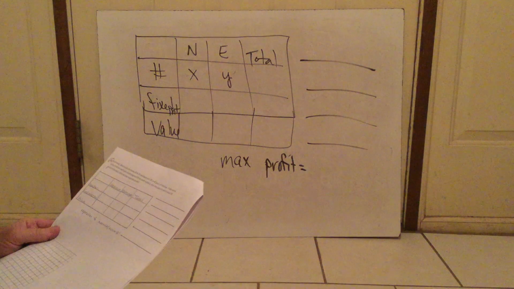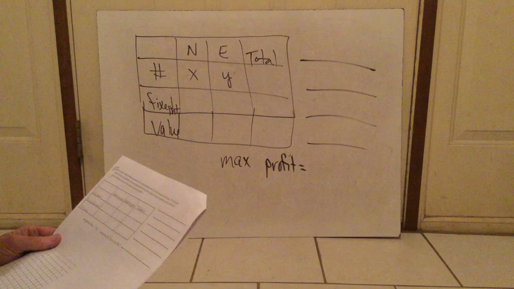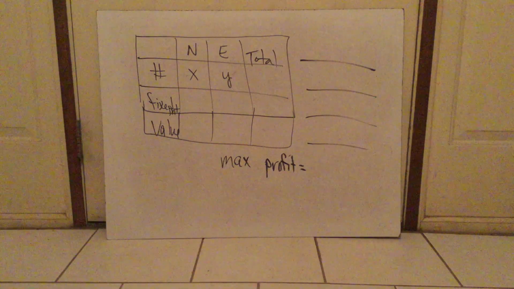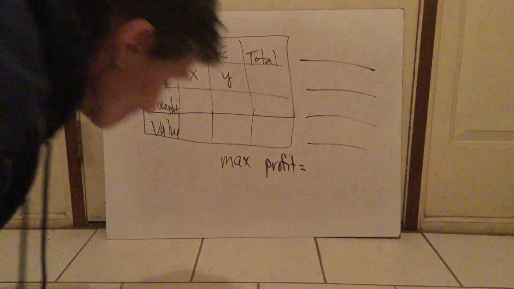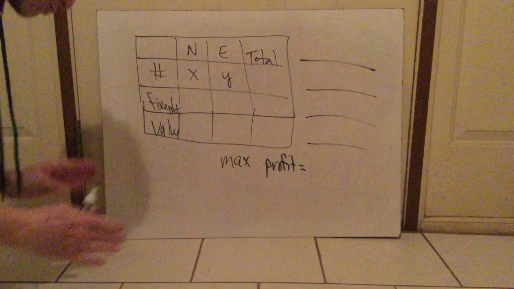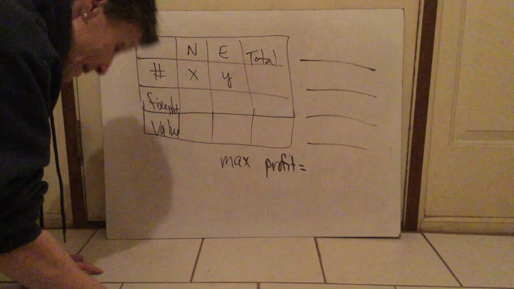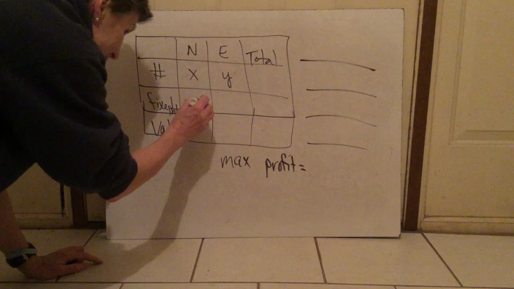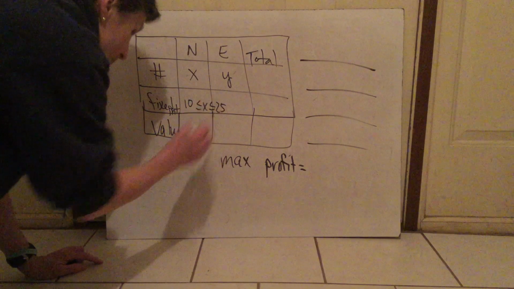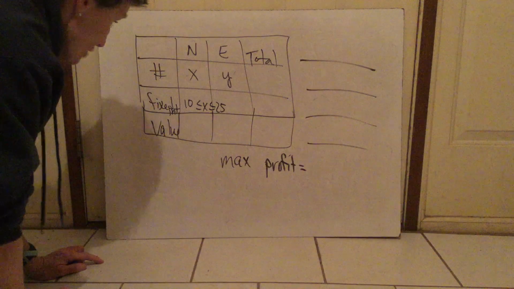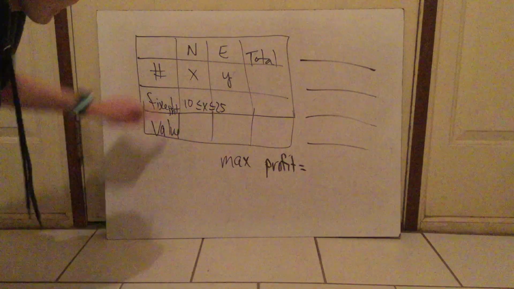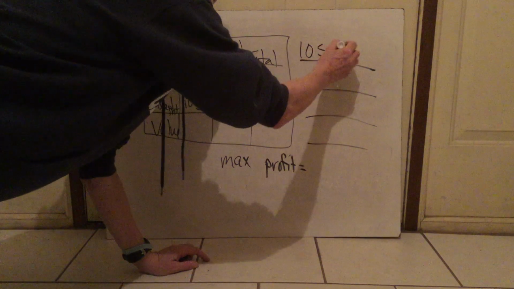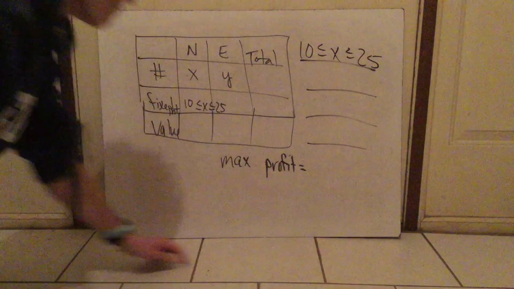What do we know? We can make between 10 and 25 necklaces. This is what happened to us yesterday in our problem. We have been given very strict boundaries for X, for necklaces. X has to be between 10 and 25. That's just a lot to write in that little space, but X has to be between 10 and 25. So I'm going to write it over here. We have a little more room.